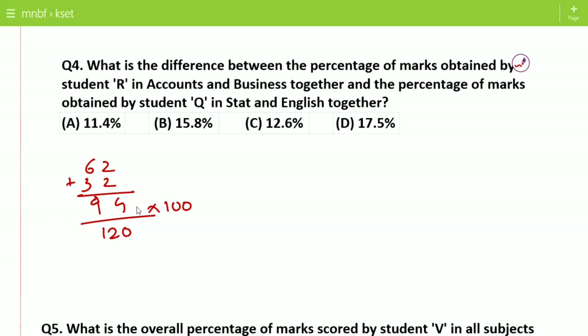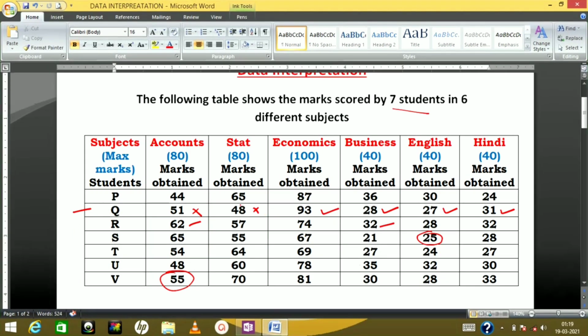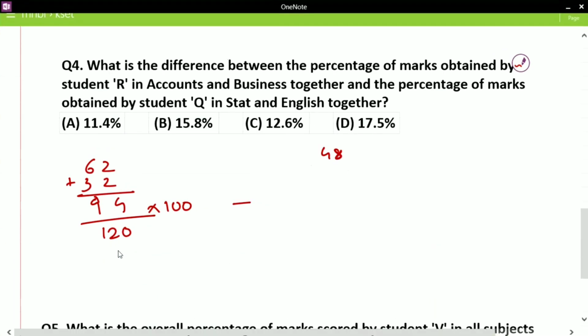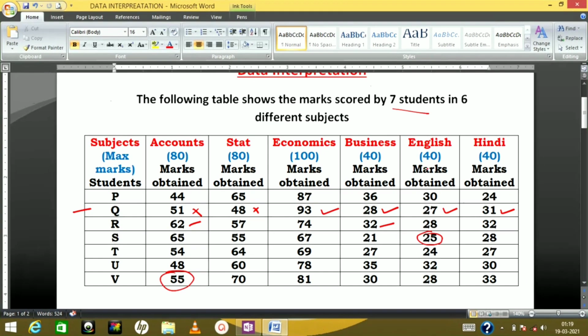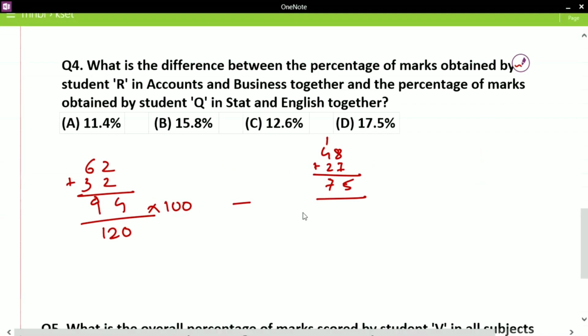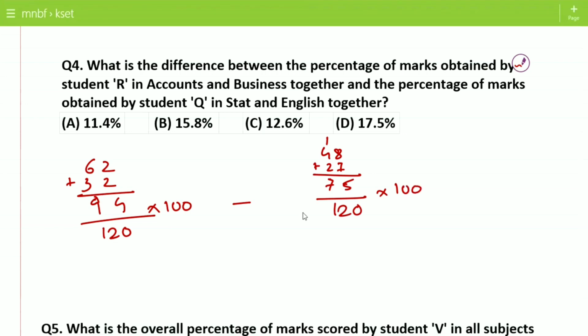So percentage of this, and we have to compute the difference of this with the percentage of marks obtained by Q in Stat and English together. So student Q in Stat has secured 48 and in English has secured 27. 48 plus 27 is equal to 75 out of again 40 and 80, 120. So we have to find out 94 divided by 120 into 100 minus 75 divided by 120 into 100.